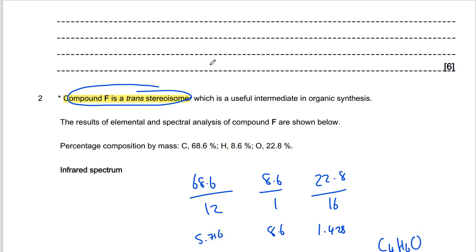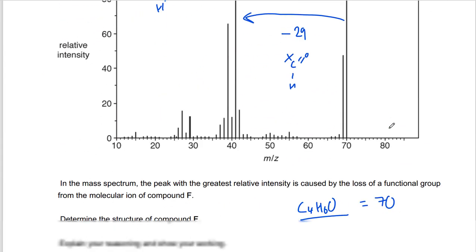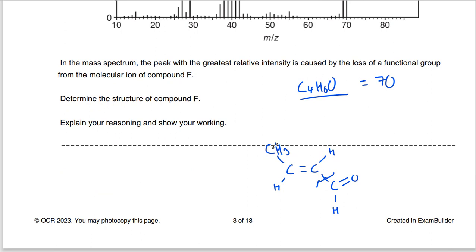This bit, this first sentence, this first 5 words, okay, well 6 words if you count the letter F, tells you almost everything about it. Trans stereoisomer means carbon-carbon double bond. It basically, once you've worked out the molecular formula, it tells you what the structure has to be. It has to be carbon-carbon double bond, carbon-carbon. Can't be anything else. And then the rest is filling in the blanks.